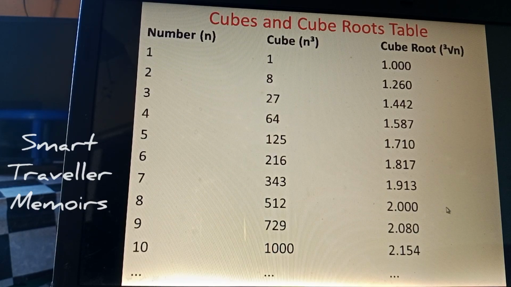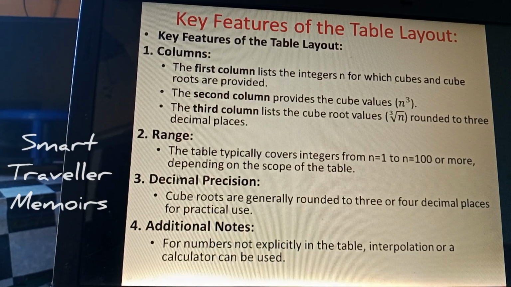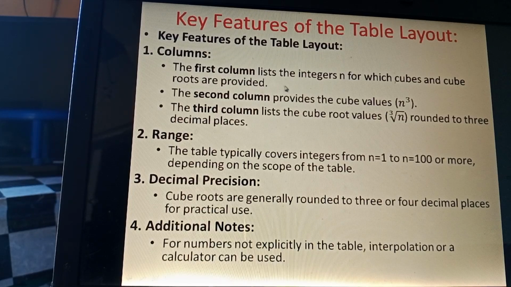Cube and cube root table. Columns: the first column registers integers n, the second one is n cubed, and the third one is the cube root of n. The range of numbers is normally 1 to 100, depending on the scope of the table. Figures are normally rounded to 3 to 4 decimal places, and for additional numbers not in the table, you can do interpolation.